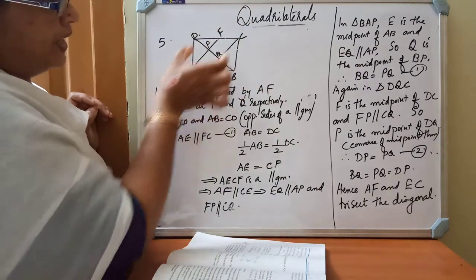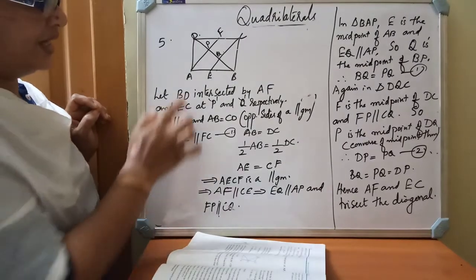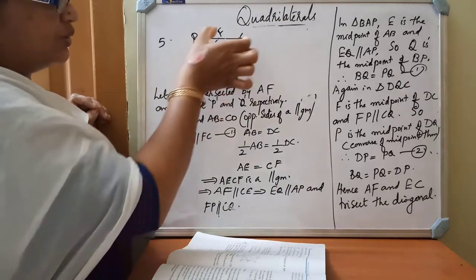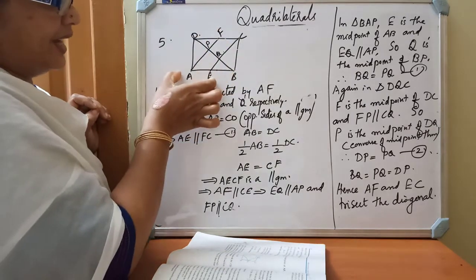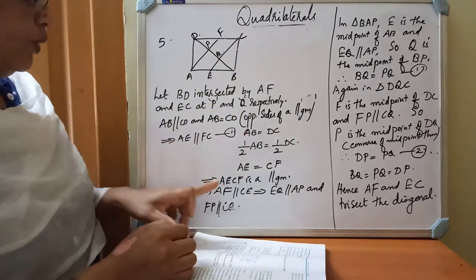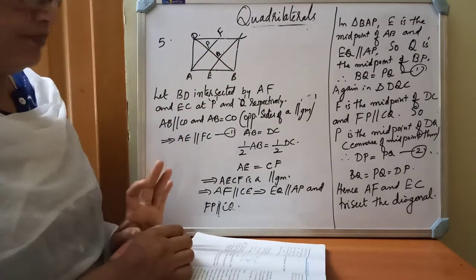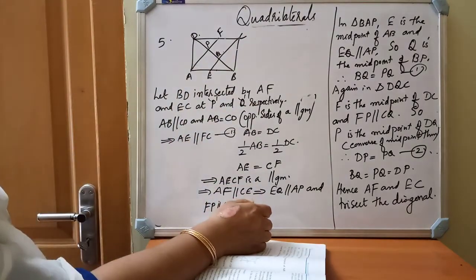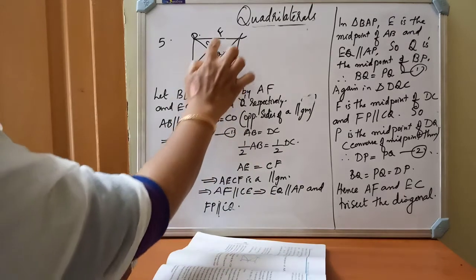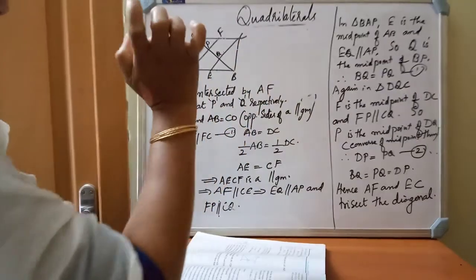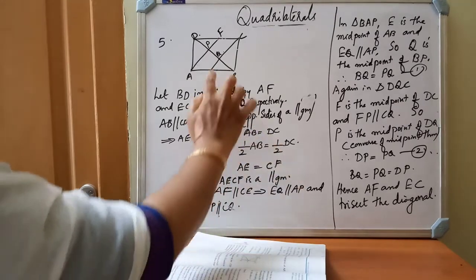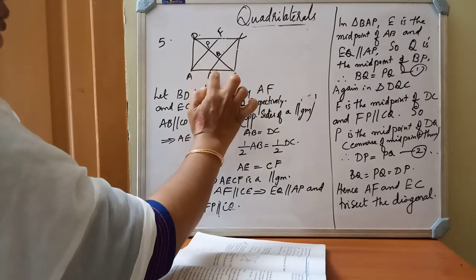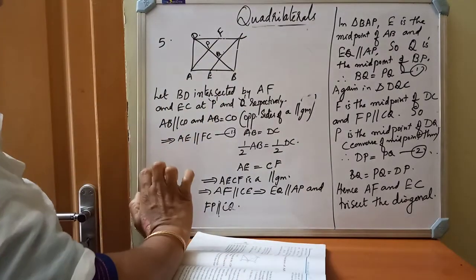So AE parallel to FC means we can say that AECF is a parallelogram. Because these two are parallel, this forms a parallelogram. AECF is a parallelogram means we can say that AF is parallel to EC. So AF parallel to EC means what?